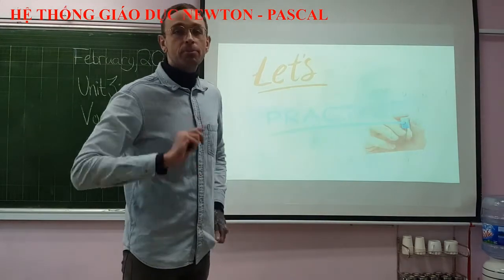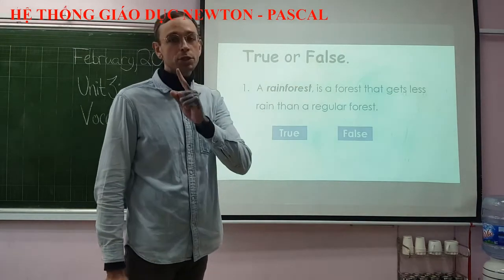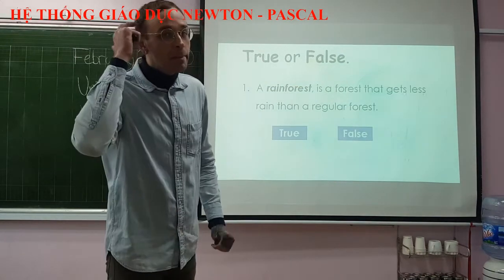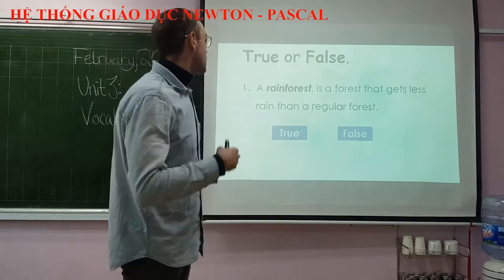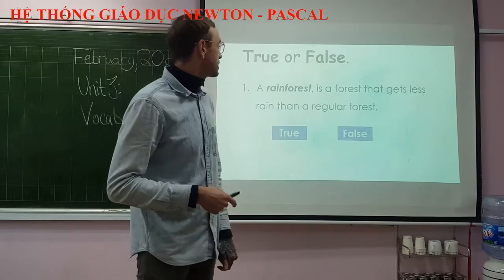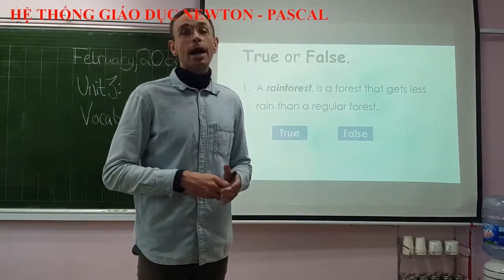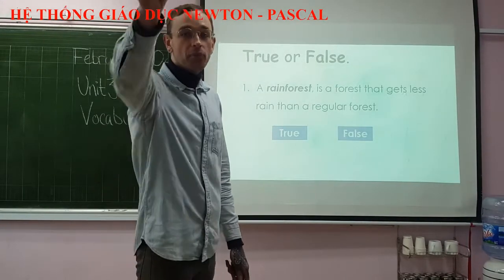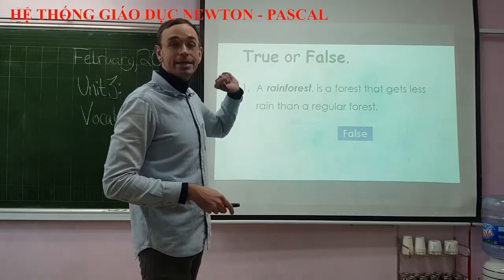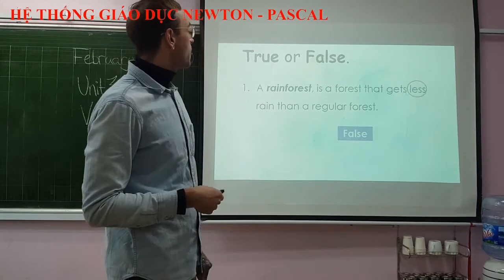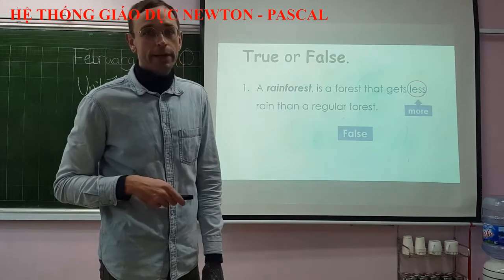All right, let's do some practice to see how much we remember. All right, we have some true or false questions to begin here, and I want you to think about the answer, okay? So our first question is about rainforests. A rainforest is a forest that gets less rain than a regular forest. Is this true or false? I want you to say your answer out loud in 3, 2, 1. That's right. The answer is false. Why? Because a rainforest is a forest that gets more rain than a regular forest.